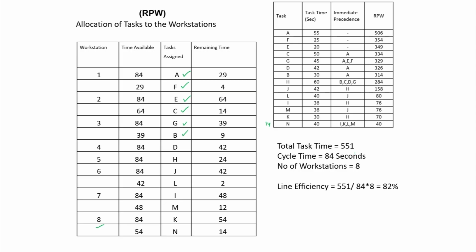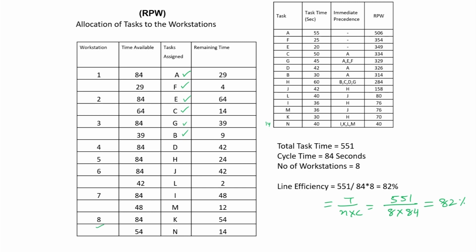With this, we can calculate the line efficiency, which is equal to T divided by N times C. T we already know is 551, 8 workstations are required, and each workstation has a cycle time of 84. So, I will get an efficiency of 82%. This is how we can perform line balancing using the RPW technique.